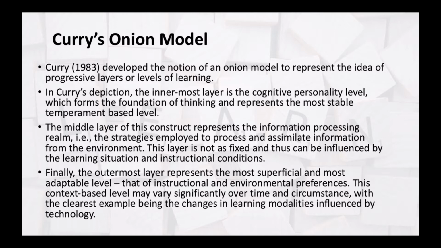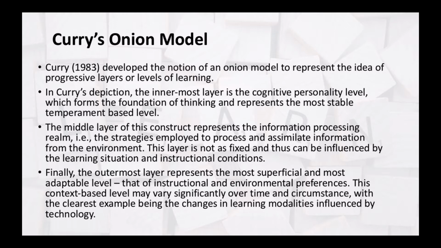Curry's onion model. Curry developed the notion of an onion model to represent the idea of progressive layers or levels of learning. In Curry's depiction, the innermost layer is the cognitive personality level, which forms the foundation of thinking and represents the most stable temperament-based level. The middle layer of this construct represents the information processing realm, that is, the strategies employed to process and assimilate information from the environment. This layer is not as fixed and thus can be influenced by the learning situation and instructional conditions.